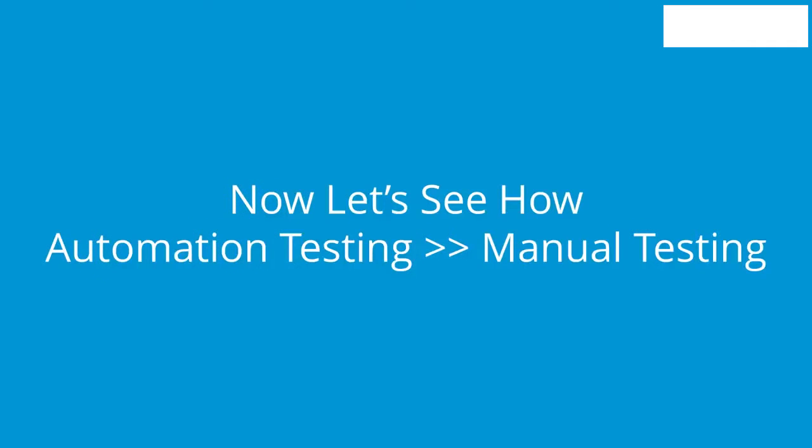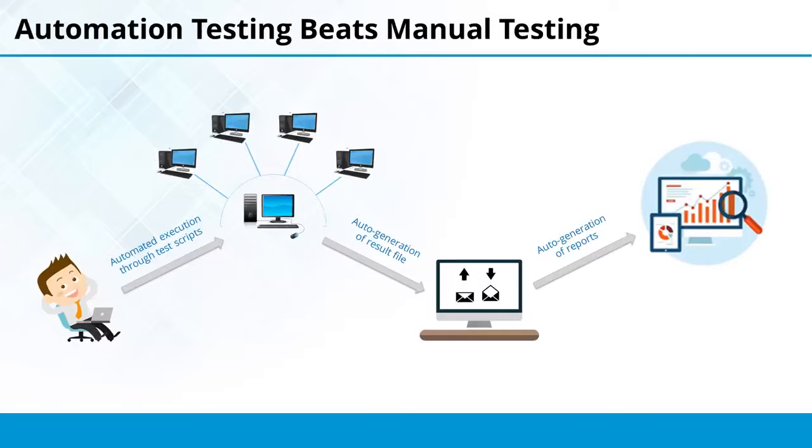So now let's see how automation testing will take over manual testing. Automation testing beats manual testing. And this guy is all smile now. So if you look here, it says automated execution through test scripts. So there's a complete hub of systems, auto generation of result file. So we are maintaining all the result files somewhere, and then auto generation of reports. So we've got these auto generated reports also. So that's the beauty of automation.